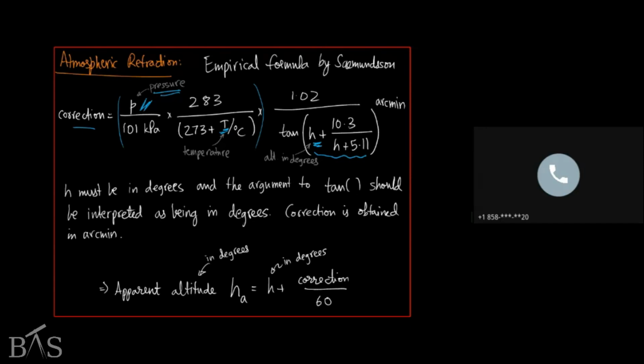So like I said, H must be in degrees. The argument to tangent should be interpreted as being in degrees. The correction, though, is obtained in arc minutes, and it's an additive correction. So when you calculate the correction through this formula, you have to divide it by 60 because this is in arc minutes and you want to convert it into degrees, and then add it to the existing altitude to get the apparent altitude in degrees.